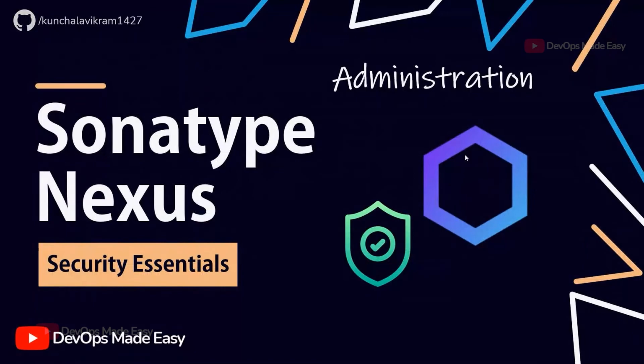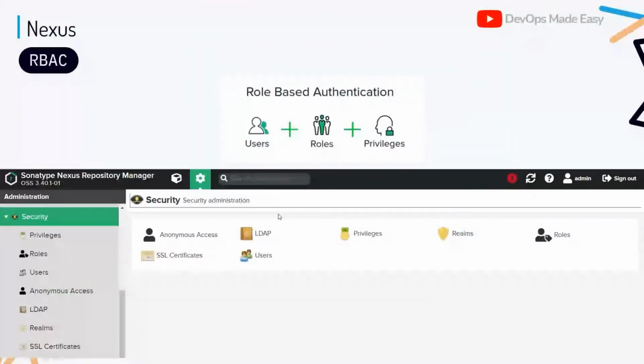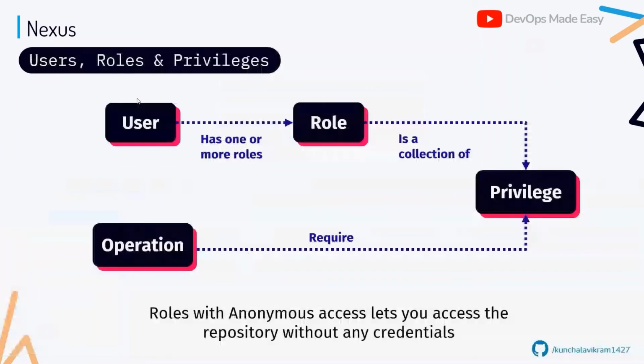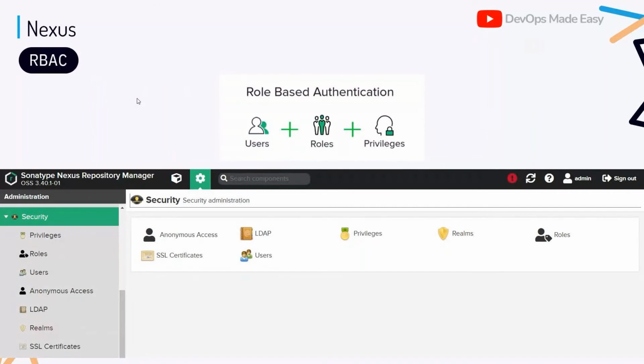Now let's understand the basic security concepts in Nexus. Nexus works on RBAC, which is role-based access control. You will have to create different users to access Nexus, and also you can enable anonymous access where people can access the repository contents, but they cannot modify, delete, edit, or upload anything. So anonymous users only get read access. There are two types of users: one is the regular user and the other is the anonymous user.